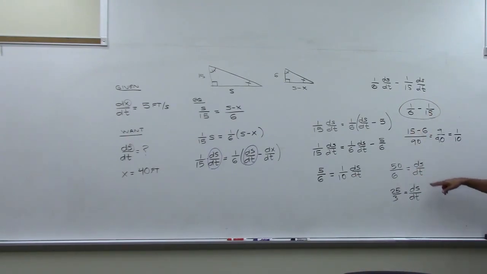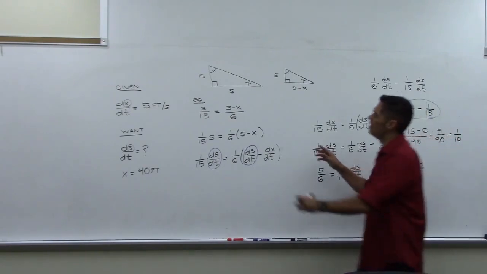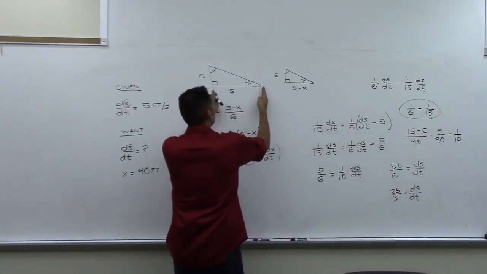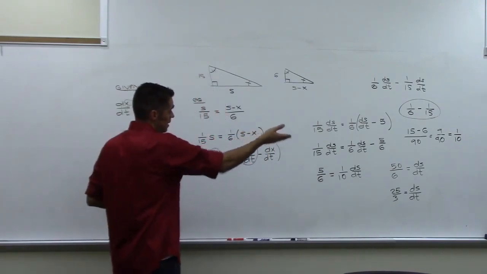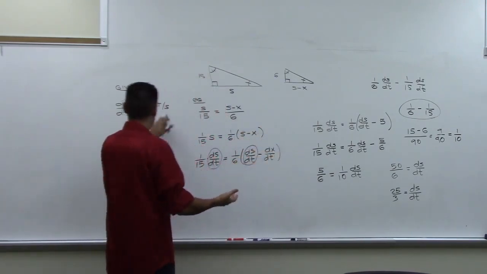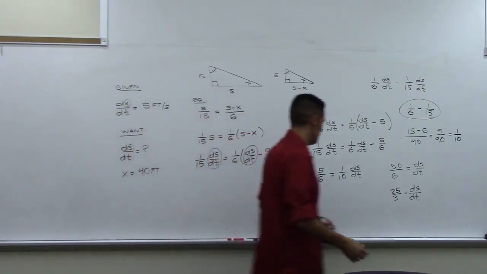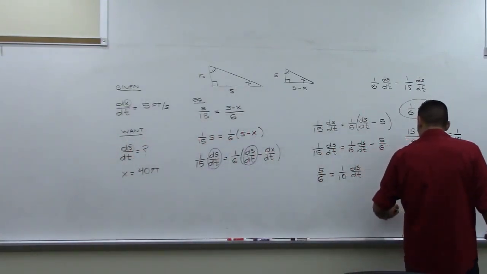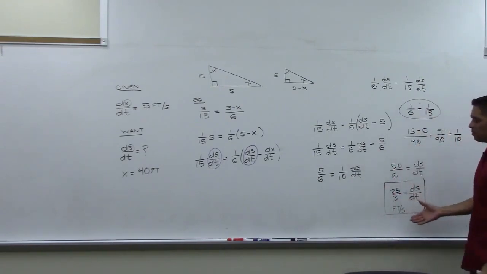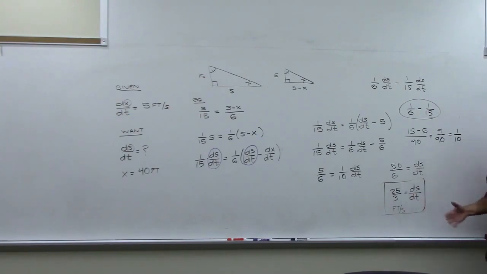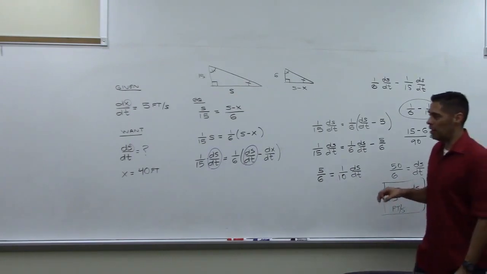Now, what is the units? S is the measurement from here to here, and that's a length, and everything was measured in feet, so that's going to be feet per. Time is measured here in seconds, so this should be feet per second. So 25 over 3 feet per second. That's the speed at which the shadow is moving. And keep in mind, because x didn't even factor into this, that's the speed of the shadow all the time. So the shadow's moving at a constant rate.